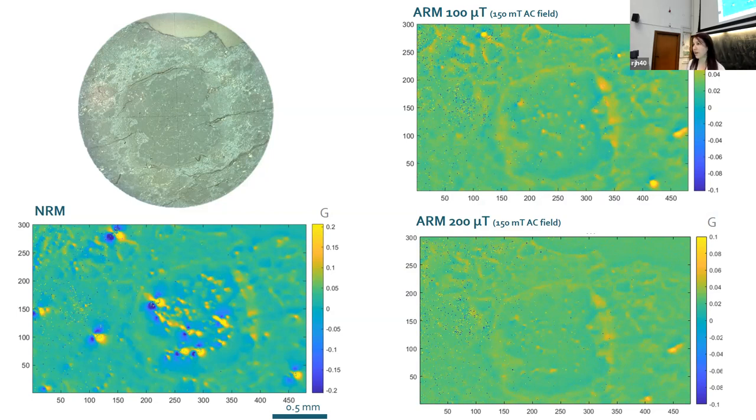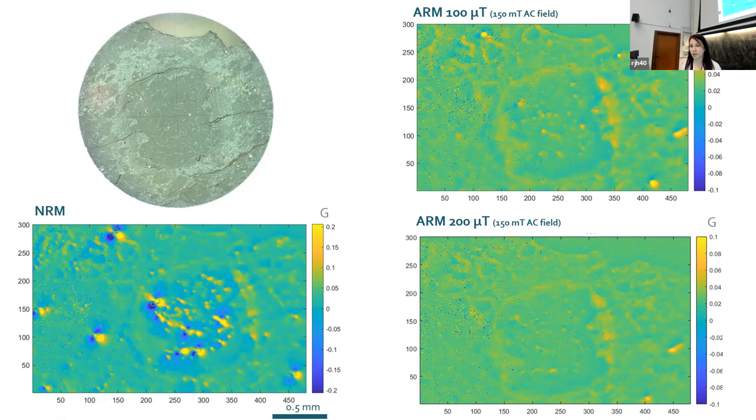There was nothing in the ARM that appeared to be magnetized after the ARM was acquired, which suggests to me that either there isn't magnetite in here to be magnetized, or it's just very, very small and the signal just can't be picked up. Please also note the difference in the color bar. The range on this is double the range on this. So these are really quite weak.